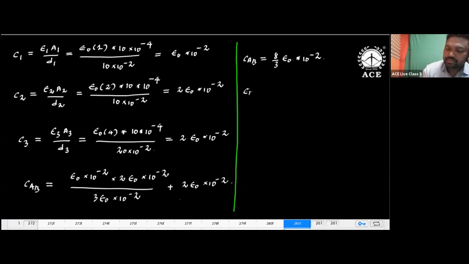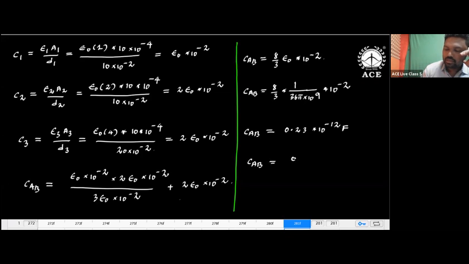Substitute value, beta. 8 by 3 into 1 by 36 pi into 10 to the power of 9, into 10 to the power of minus 2. So evaluate its value. It is 0.23 into 10 to the power of minus 12 farad, or 0.23 picofarad.